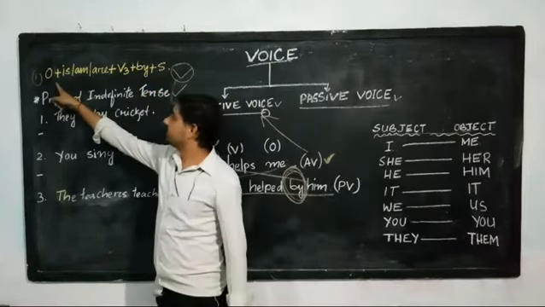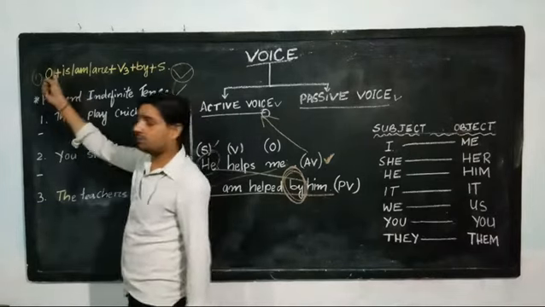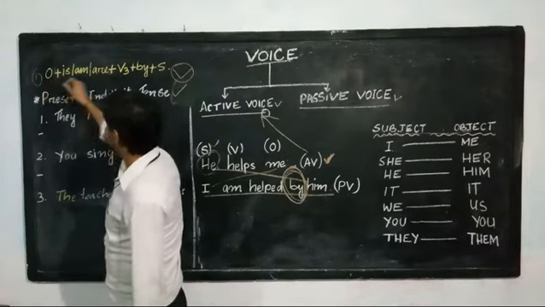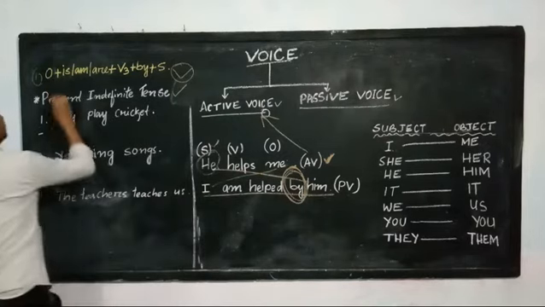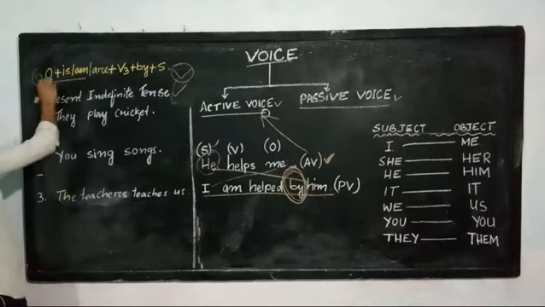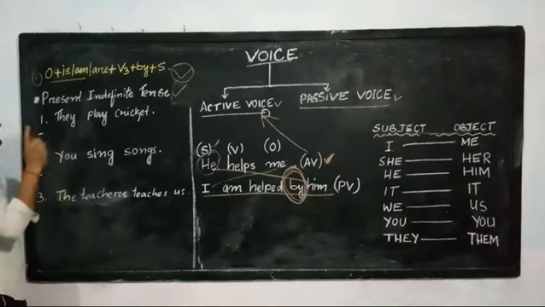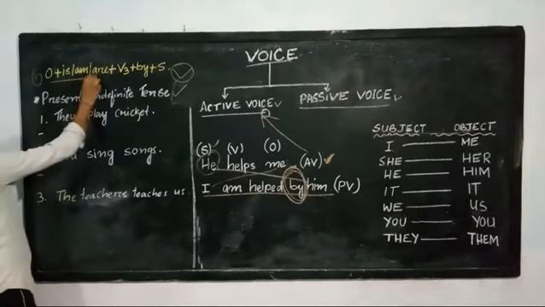First we will write the object. What I said, the subject will become the object. Then according to the subject, we will write the helping verb. If the subject is singular, then we will write is or am. If the subject is plural, then we will write are.